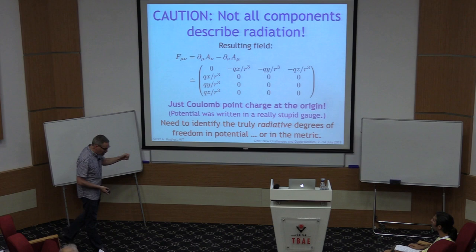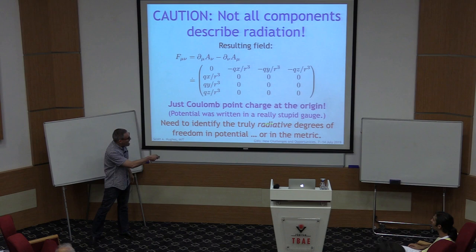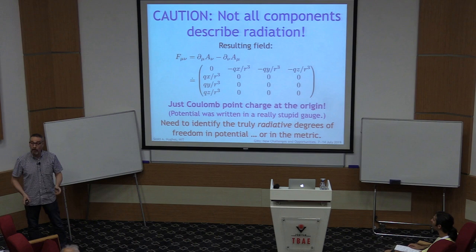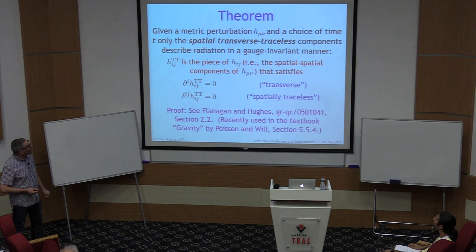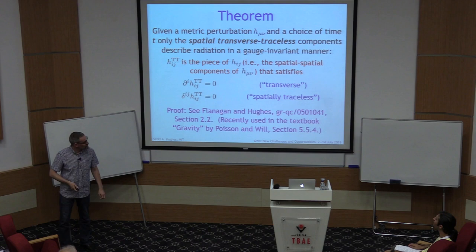And so the lesson of this little parable as it applies to gravitational radiation is that we need to be careful when we are given some H mu nu that we understand what the actual radiative degrees of freedom in that metric are, and which are just things that might be gauge or might correspond to some other physical phenomenon. It turns out there actually is a theorem that helps us to understand this. And I'm personally fond of a proof that I worked out with my colleague Eanna Flanagan, which you can find on the archive. It's now, I'm embarrassed to note, 14 years old. It's actually been used in a textbook recently.